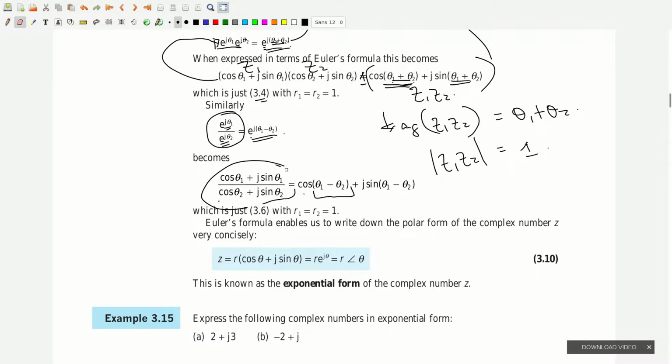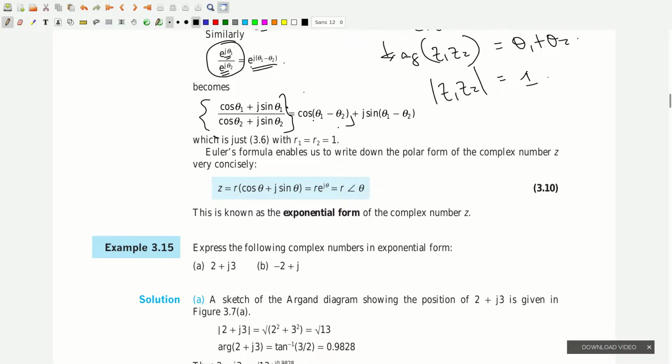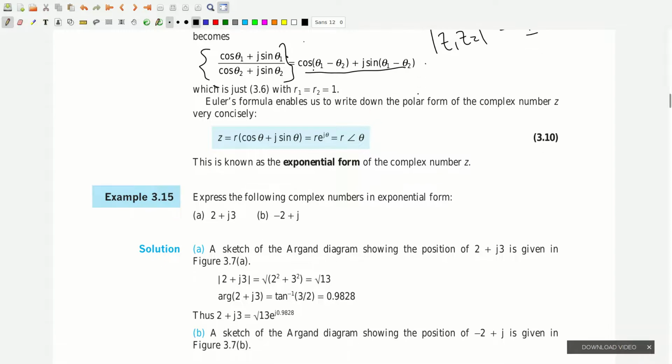Even if you want to try this another way by taking the complex conjugate, you should be able to get to this one here. No need for that, we already have the result. But if you really want to work it out by multiplying numerator and denominator by the complex conjugate, you should get the result we have on the right hand side. So Euler's formula enables us to write the polar form of the complex number very precisely.